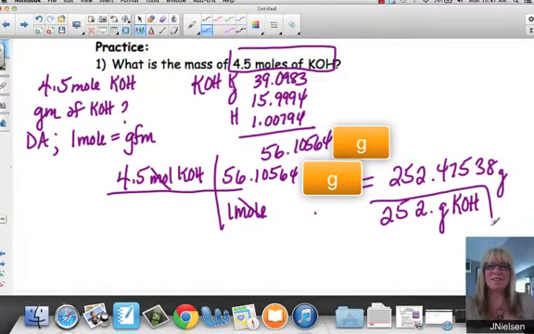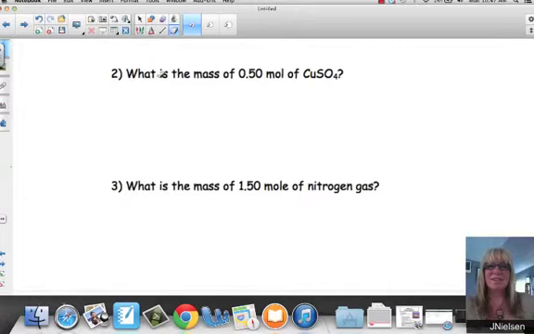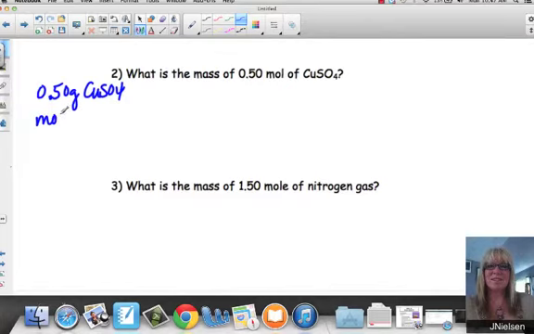All right, I'll get it together here. What is the mass of 0.50 grams of CuSO4? So we've got 0.50 moles of CuSO4. We don't know the mass. Given mass of CuSO4 is a question mark. We're going to use dimensional analysis, and we're going to use 1 mole equals the GFM.